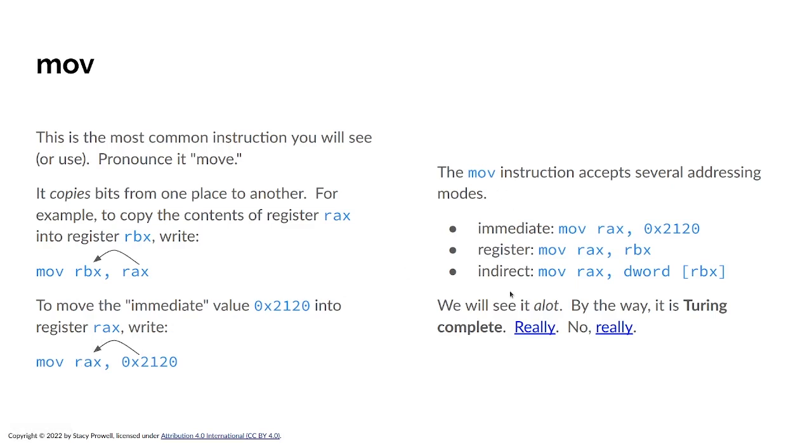So it has several different addressing modes that I just covered: immediate, register, and indirect. And we'll see a lot. And the fun thing about move is it's Turing complete. And if you'd like to see that, there's a paper right here in this first reference, which tells you about why move is Turing complete. And since it's Turing complete, it stands to reason I can rewrite any program as a program that only uses move. And there's a tool here at this link that does that. So fun stuff.